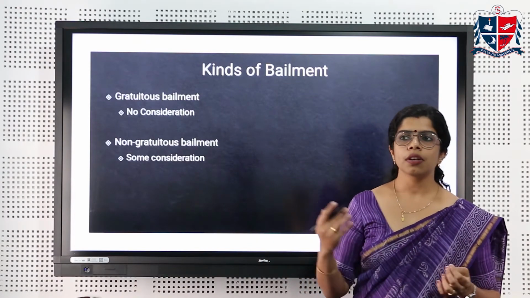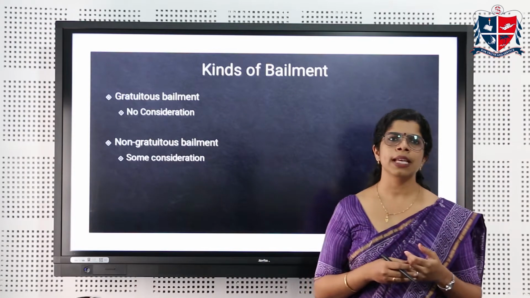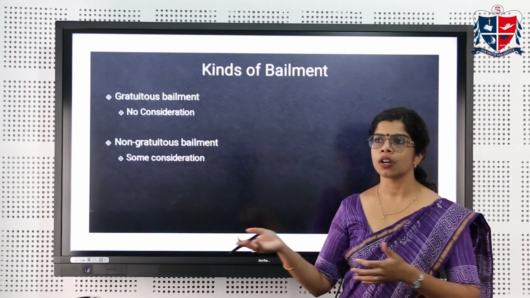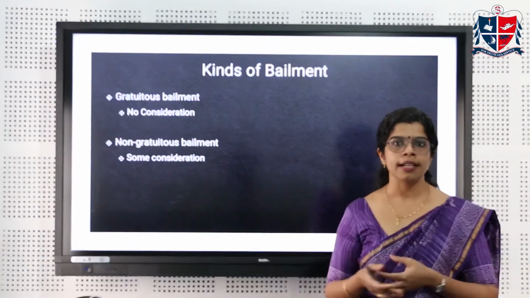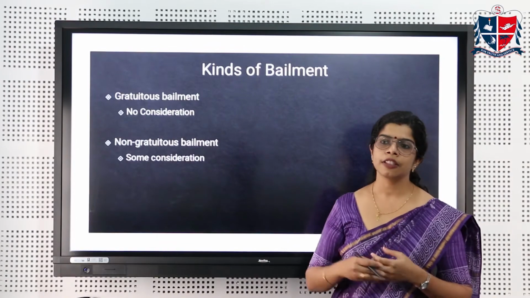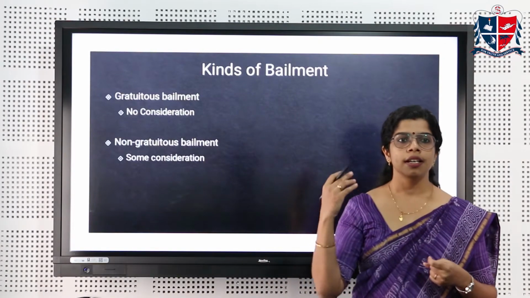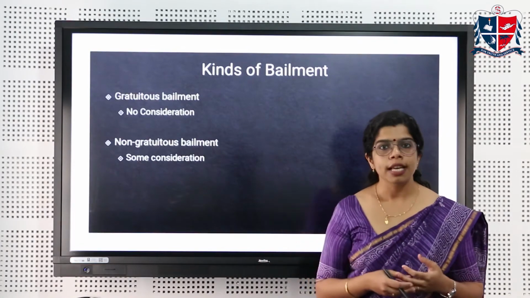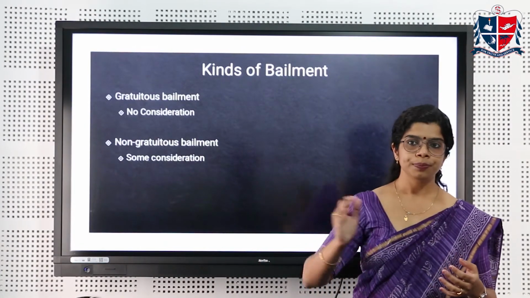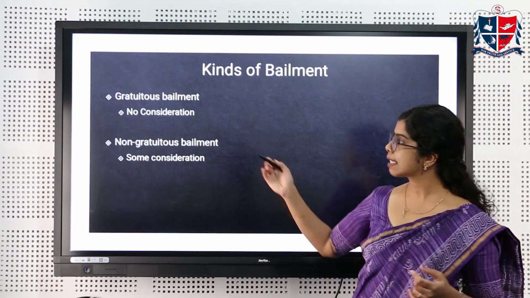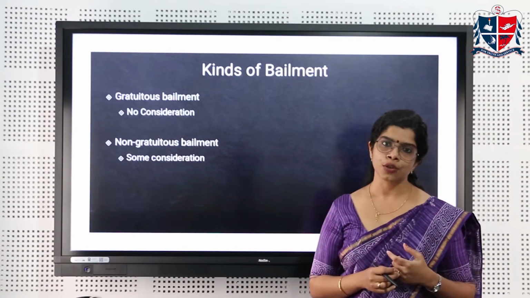An example for a gratuitous bailment may be when you're lending your book or maybe your vehicle to your friend for some purpose. If it is a vehicle that has been delivered, your friend is going on a tour, and he'll return it back to you once he comes back. Or if it's a book that you're lending, once your friend has finished reading the book, he'll lend it back to you. So that is a typical example of gratuitous bailment.